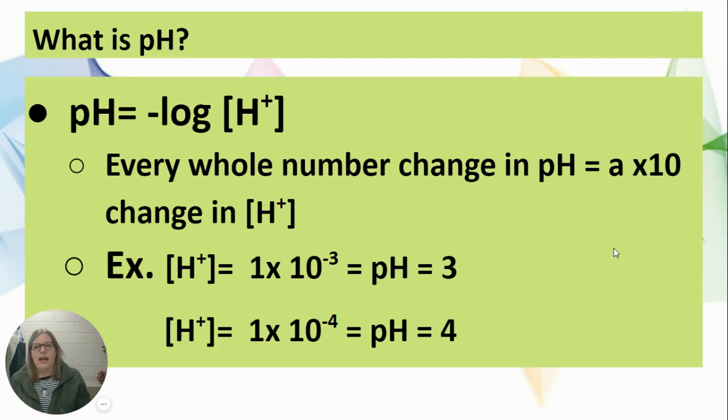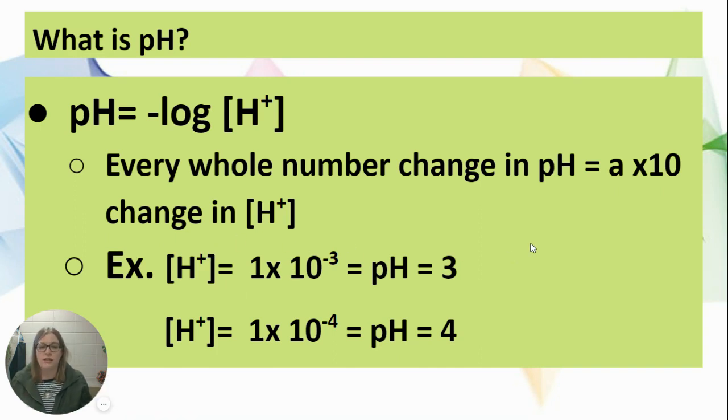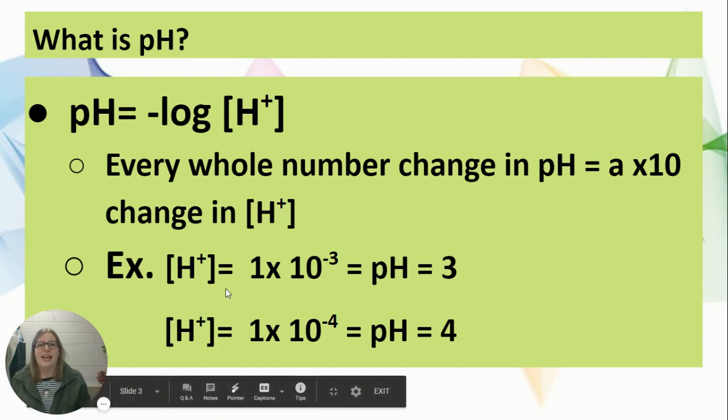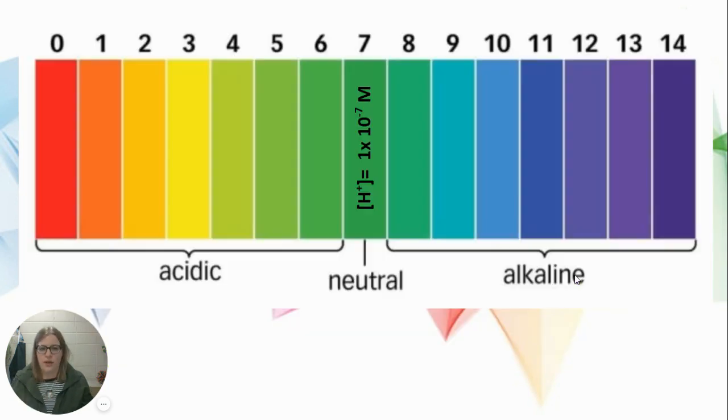So again, if I have an H plus concentration that's 1 times 10 to the negative 3rd molar in hydrogen ions, my pH is going to be a 3. If I have a concentration that is 1 times 10 to the negative 4th, so 10 times less concentrated, I'm going to have a pH of 4. And every whole number unit on the pH scale matches up with 1 times 10 to the negative whatever that power is.